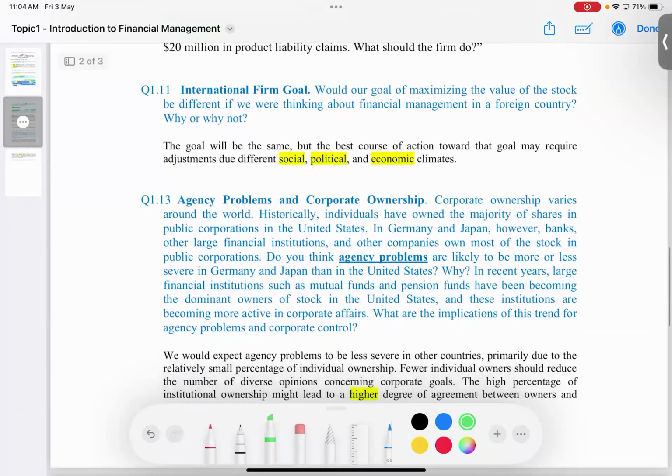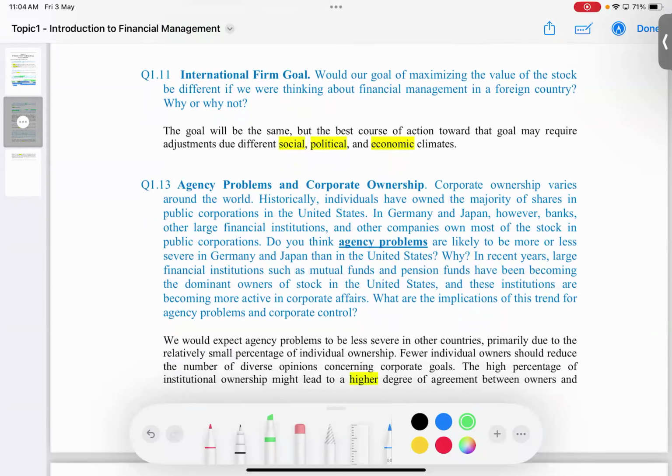Okay, next question over here. Would our goal of maximizing the value of the stock be different if we are thinking about financial management in a foreign country? For this question, remember, the goal of finance is always the same, regardless of where they are. The goal of finance always remains the same, which is to increase the share price for shareholders. It's just that the way you achieve that could be very different because you need to take into account the social, political, and economic conditions. The goal is the same; how you achieve it is different.